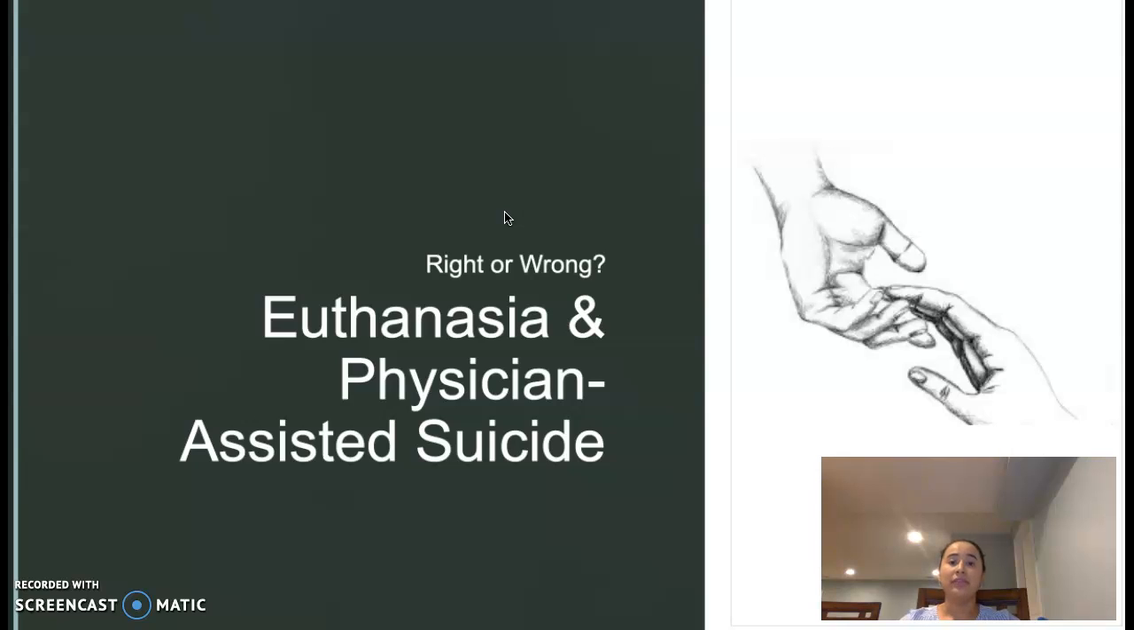First, I will give the definition of what assisted suicide is. Second, I will discuss the forms of assisted suicide. Third, I will discuss the 4 forms of euthanasia. Next, I will explain the lawfulness and then the controversy involved in the topic. Last, the outcome of assisted suicide and euthanasia.